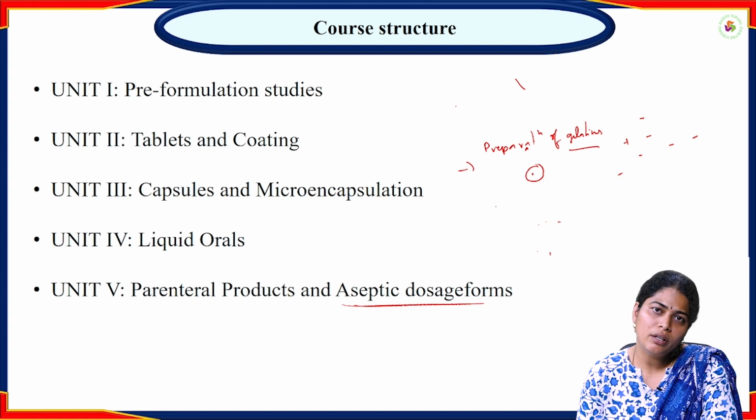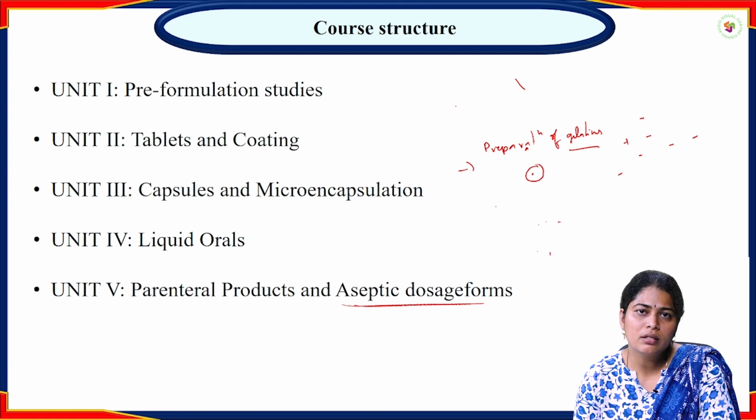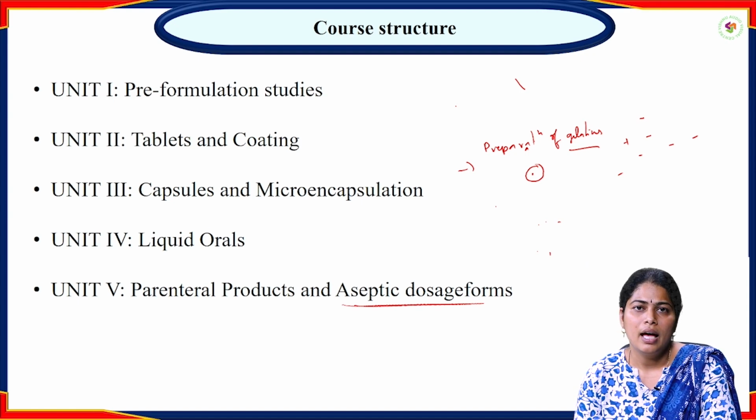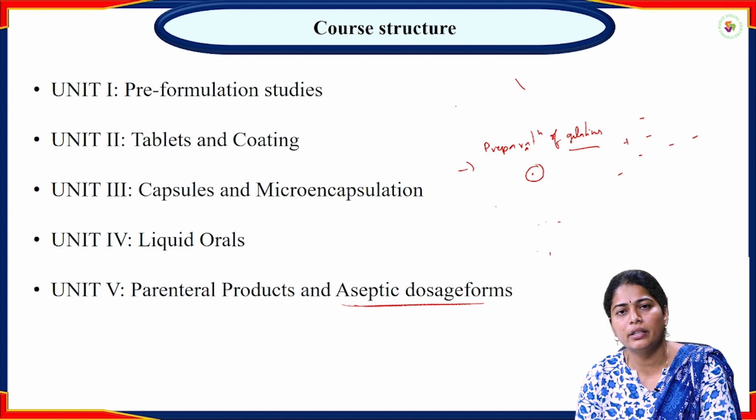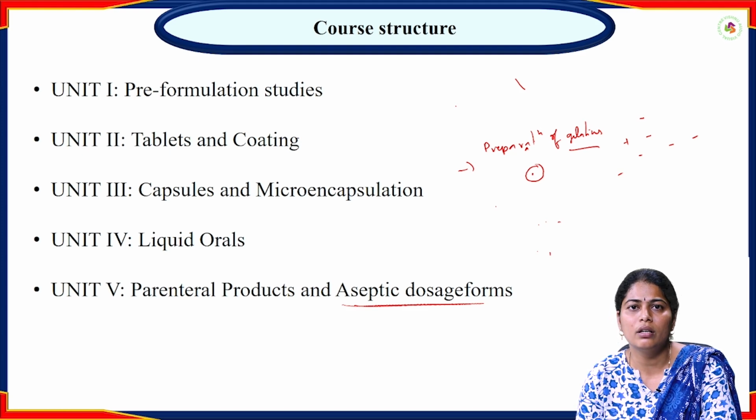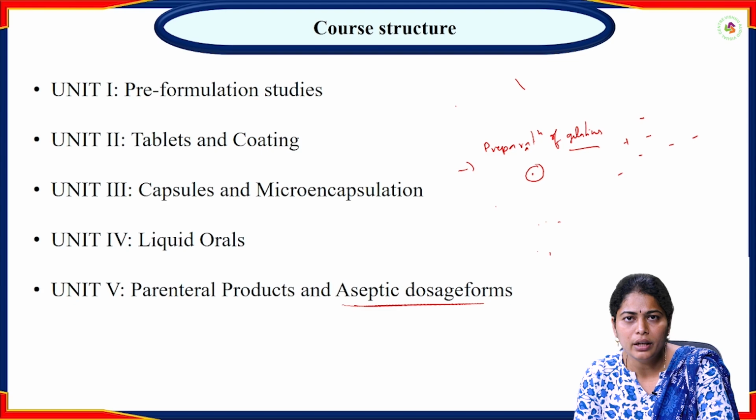Then we'll go for different routes of administration in the parenterals. We have different routes like intravenous, intramuscular, subcutaneous, intradermal, everything. All the types of parenteral administrations we'll discuss, as well as different manufacturing techniques, the excipients used in the parenteral formulations, and the manufacturing techniques for the parenteral formulations, as well as the evaluation of parenterals. Everything we'll discuss in unit 5.